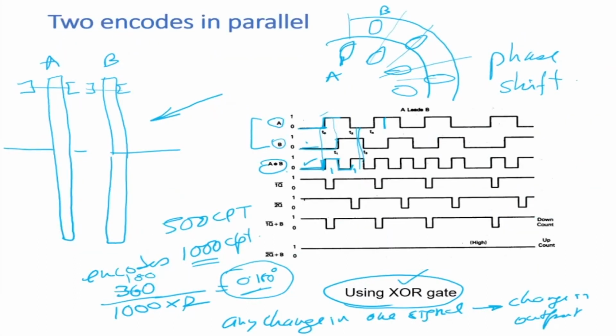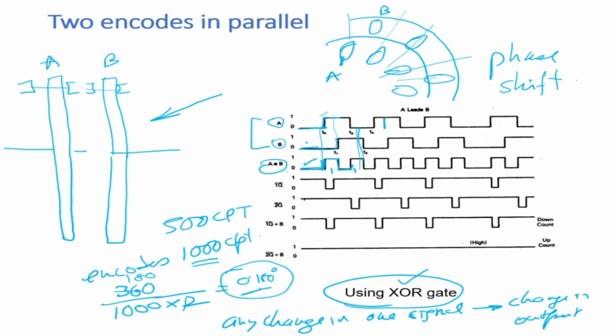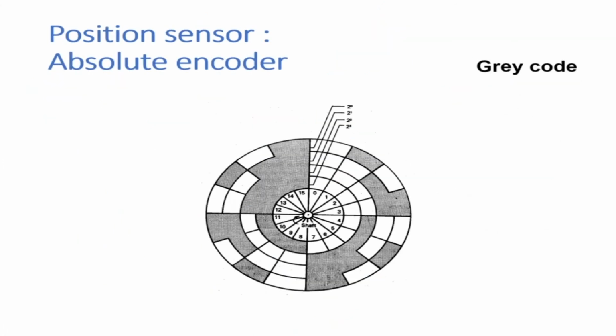Now, encoders are extensively used. 95% of position measuring devices are encoders because they are very cheap, they are very efficient, they work in this binary mode, and the controller can directly understand what is the sense coming. The only problem is the absolute measurement is not possible. So if you want absolute measurement, then what is done is an absolute encoder is used.